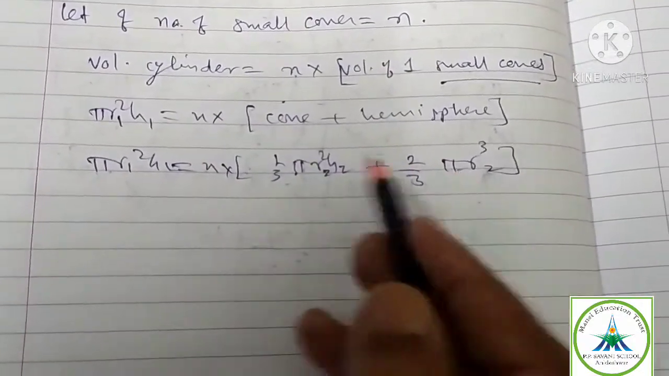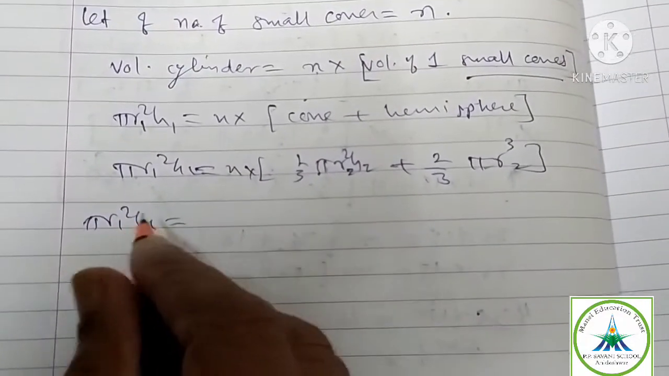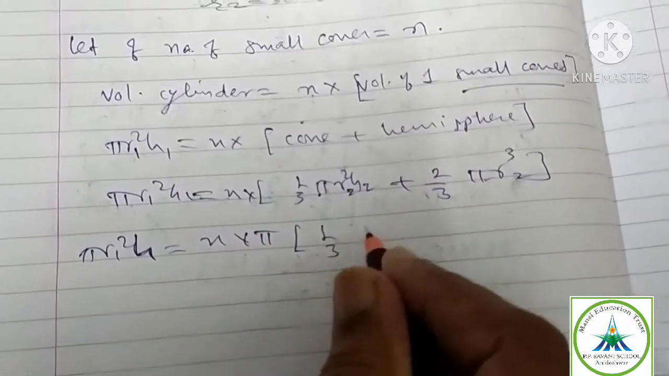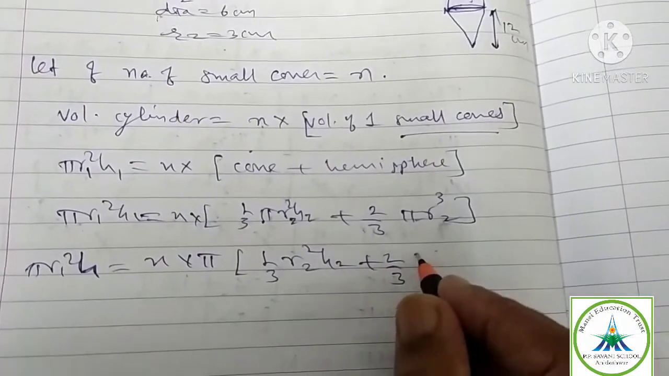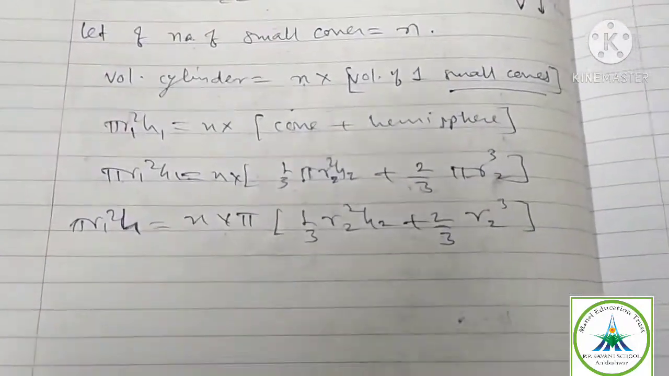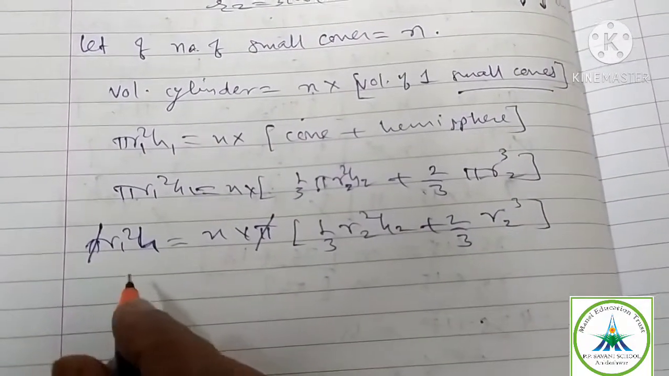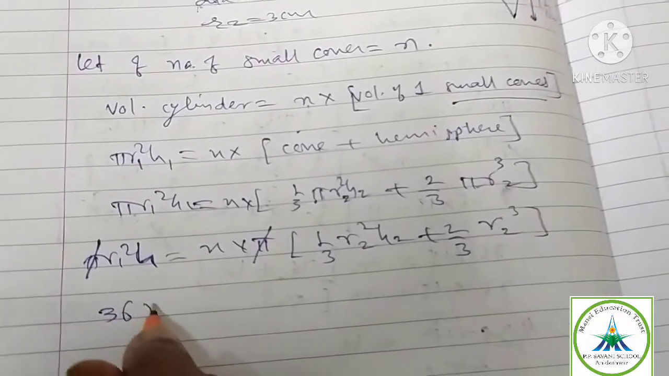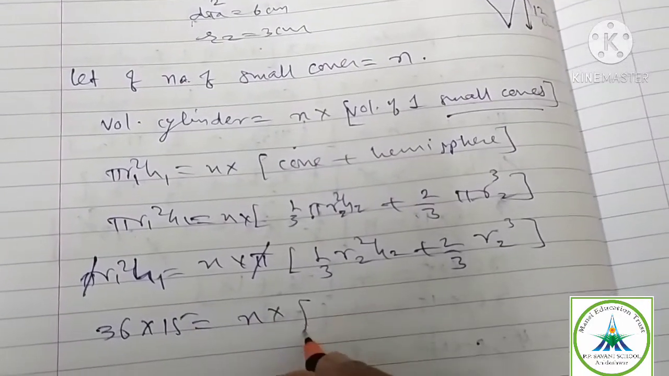Now pi is common in all this. We will take pi common. Pi r1 square h1 equal to n multiplied by pi times 1/3 r2 square h2 plus 2/3 r2 cube. Clear? Now students, put the values. Before putting values, just cancel this pi. R1 is 6 centimeter. 6 square is 36. H1 is 15, equal to n multiplied by 1/3.